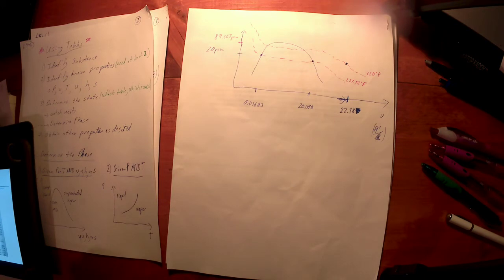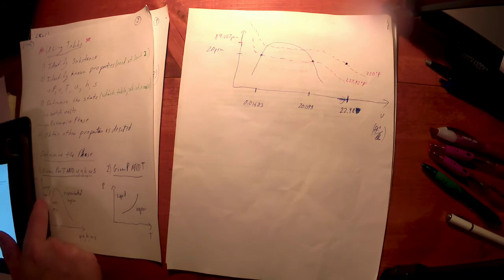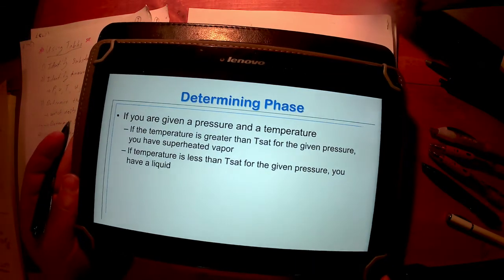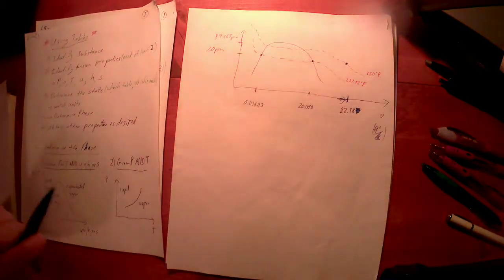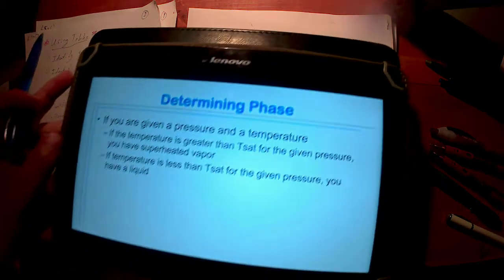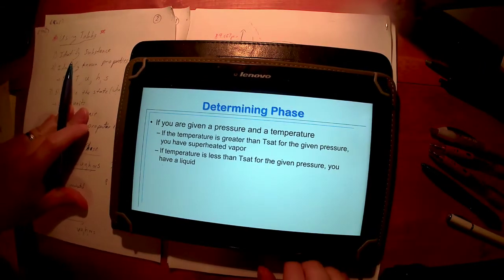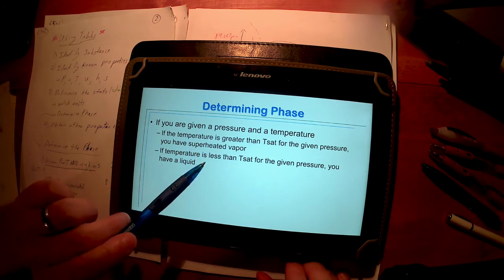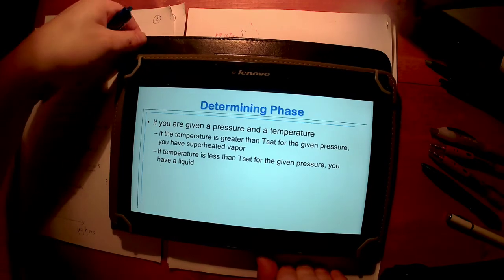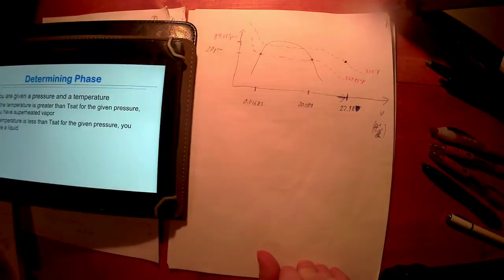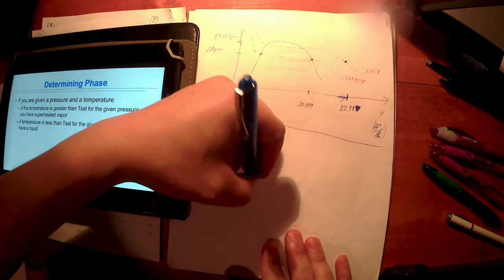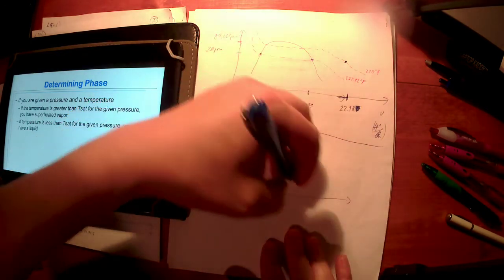Now, what else we got? The last thing to mention here is this other category, given a pressure and temperature. If the temperature is greater than Tsat at the given pressure, you have a superheated vapor. If it's less than Tsat at the given pressure, you have a liquid. And this is not the same example, but I guess we could use that same data.